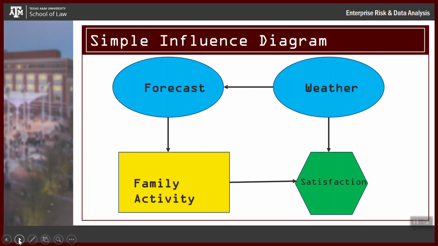So you can see that very simply, the weather is going to influence the forecast, which is going to influence the family activity, which is going to influence the satisfaction. So you plan a great weekend, you're going to be outside, you're going to be hiking, you're going to be playing with your kids, you're going to be having a picnic, and a storm moves in. And that weather just never quite works out the way we want.